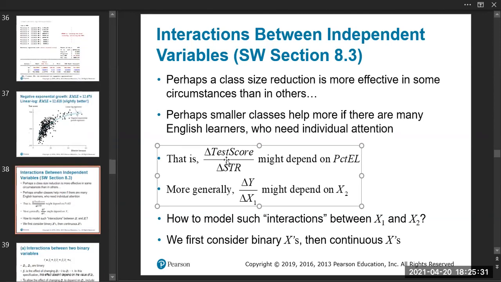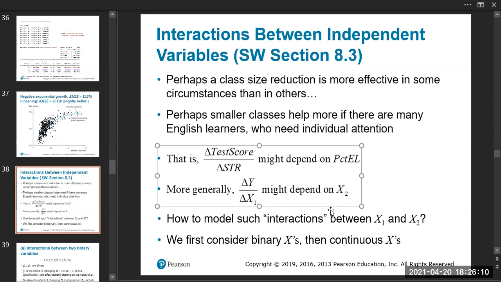Okay, so if you want to write it in mathematical terms, it is delta TestScore divided by delta STR. So we think of this as the slope. What is slope? That is the effect of STR on TestScore. It's going to depend on another x variable. We call it percentage of English learner. And so more generally, delta y divided by delta x1 might depend on the value of x2. Or we think of the beta 1 might change in different values of x2.